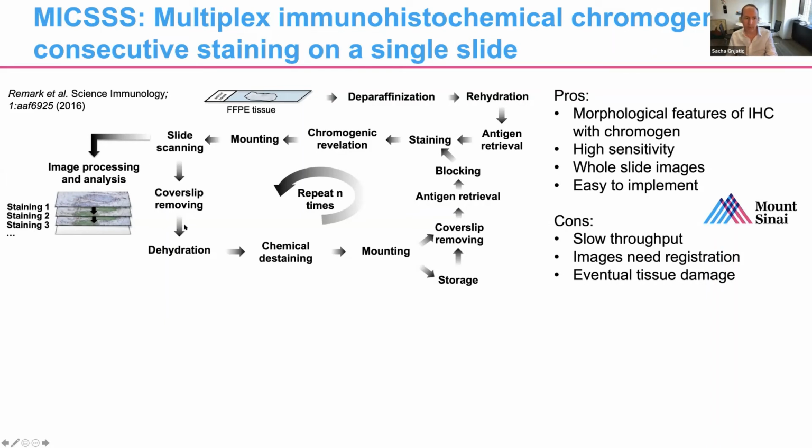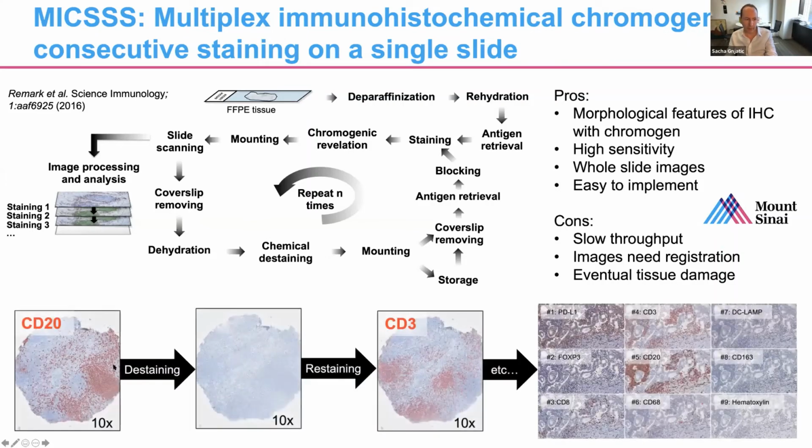But then the new steps are that we perform this chemical destaining and then a blocking step, and can repeat this several times over and over, with the idea of having, for example, here CD20, destaining, and then CD3, etc. So here we're not accumulating the markers, but we're doing them consecutively and taking an image after each one of our steps. So the pros are that we have the morphological features of the tissue that are intact because it's chromogen counterstained with hematoxylin. So it gives you a lot of nice detail about the cell. It has high sensitivity.